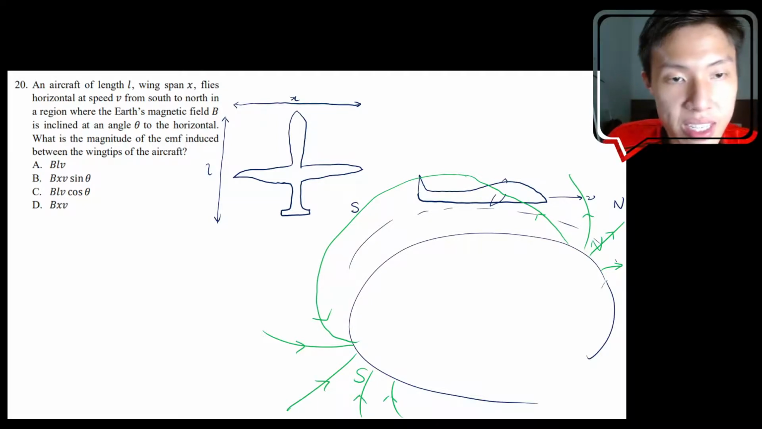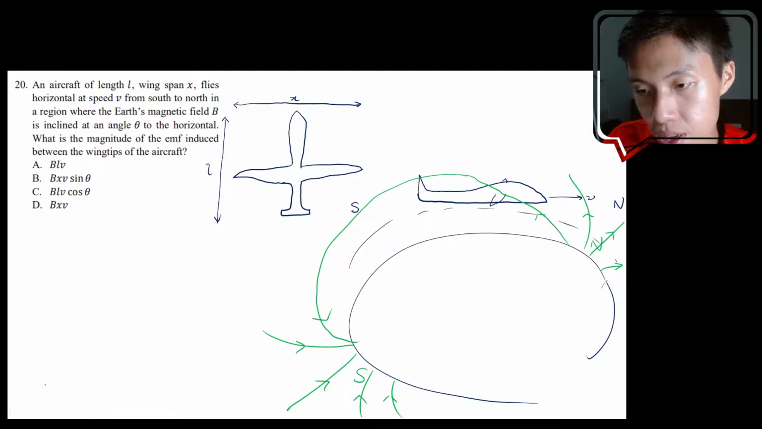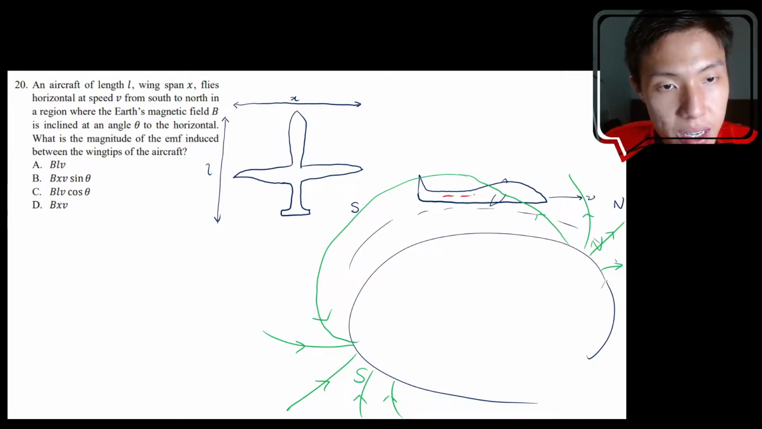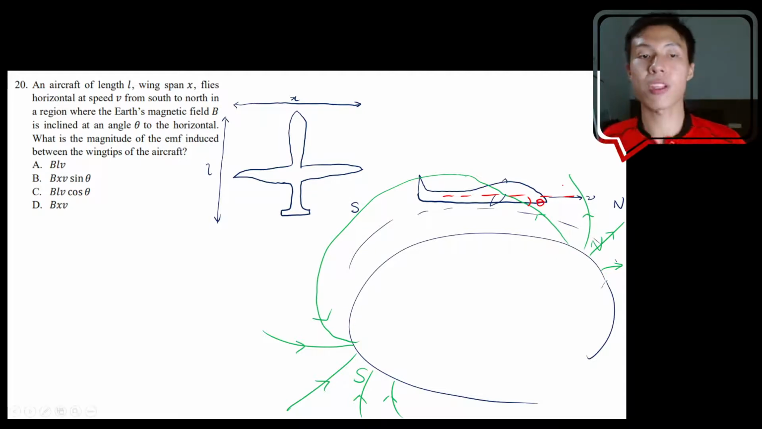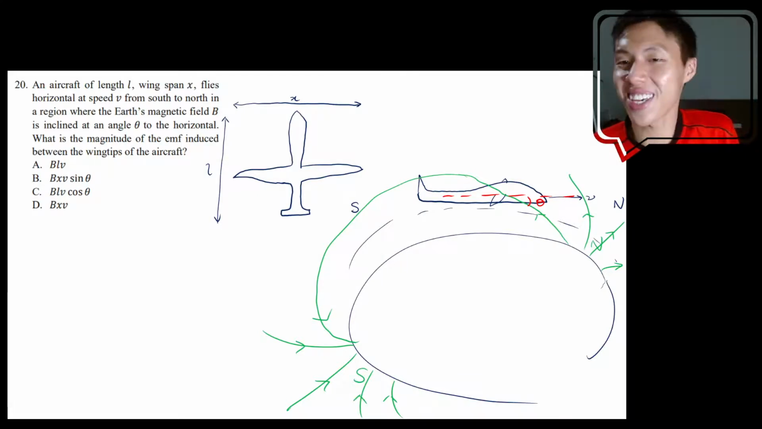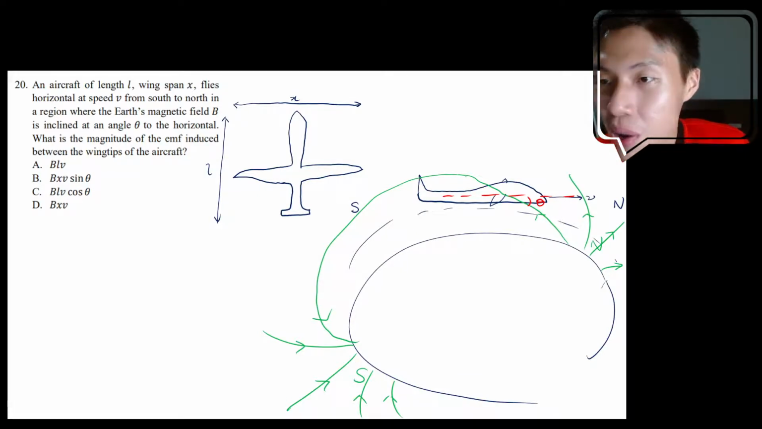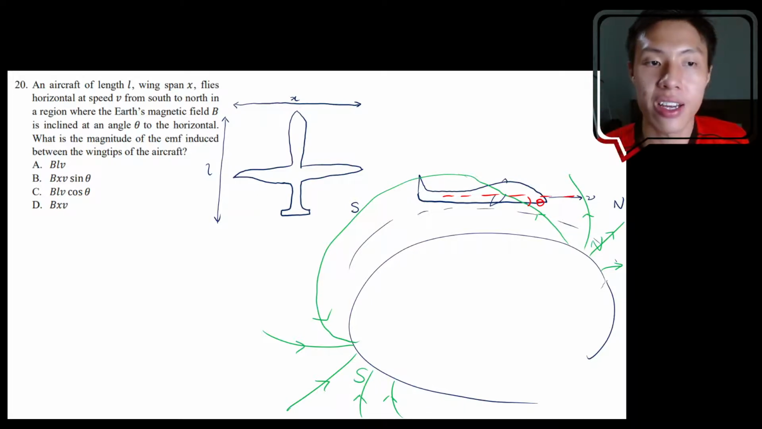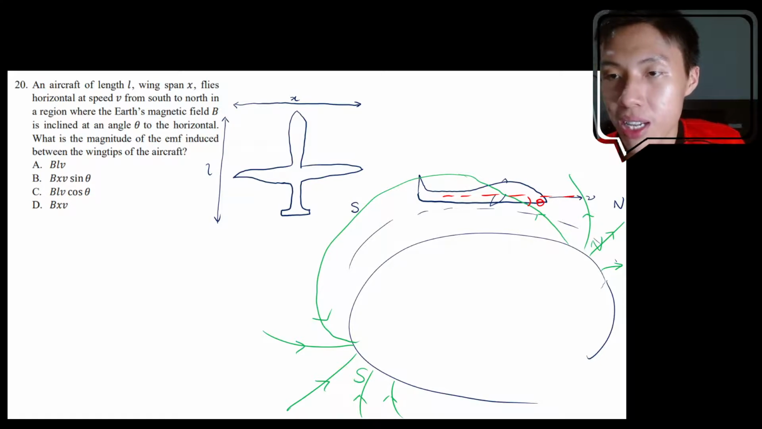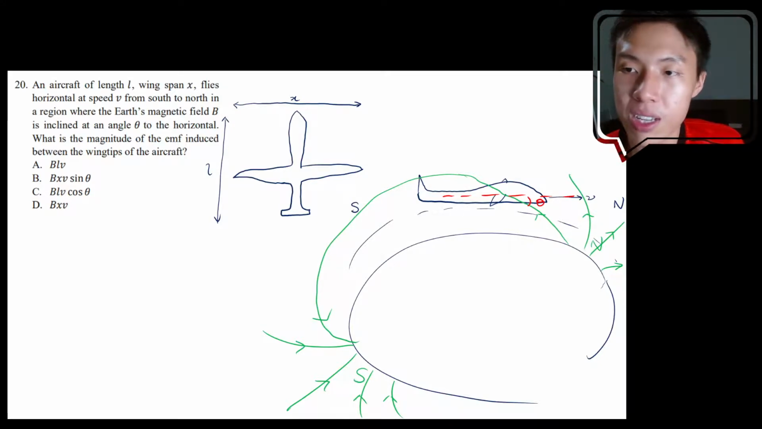So now you can see that the horizontal is like this. This is the horizontal, and your magnetic field has an angle of theta with respect to the horizontal. This is what they are trying to say, and this is what I'm trying to draw. They're flying from south to north. Okay, so what is the magnitude of the EMF induced between the wingtips of the craft?